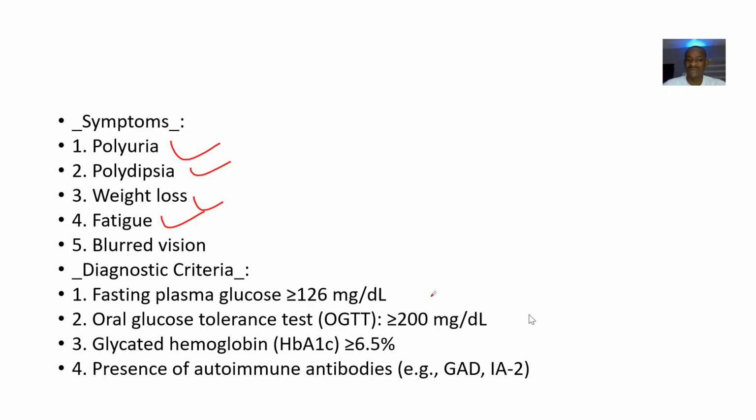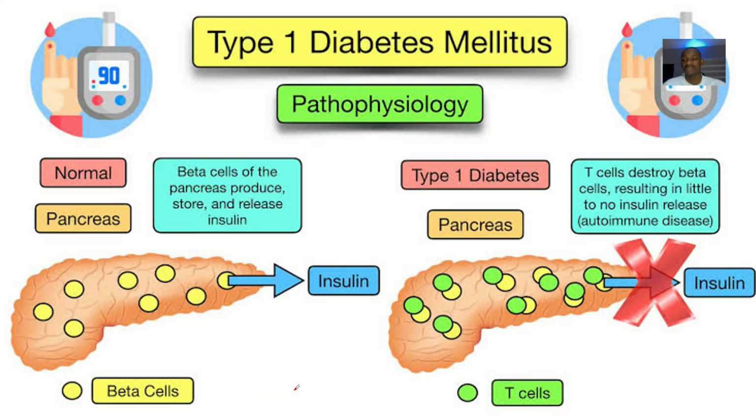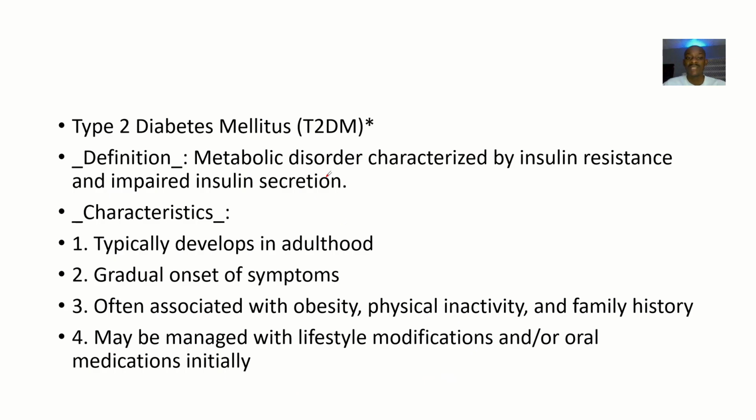What is the diagnostic criteria? If you do a fasting plasma glucose and it's more than 126 milligrams per dL, if you do an oral glucose tolerance test and it's more than what? 200 milligrams per dL. If you do a glycated hemoglobin and it's more than 6.5%, then if there's presence of what? Autoimmune antibodies.